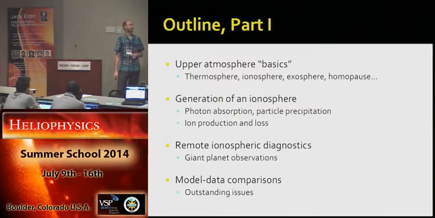Then I'm going to give a brief overview of what remote ionospheric diagnostics are available at the giant planets. There are relatively few, so we don't know. It's harder to make a measurement there than at Earth, obviously. Finally, some model data comparisons with those remote ionospheric diagnostics, and I'll go over a few of the issues that remain unexplained.